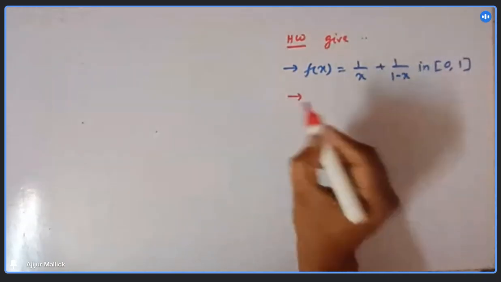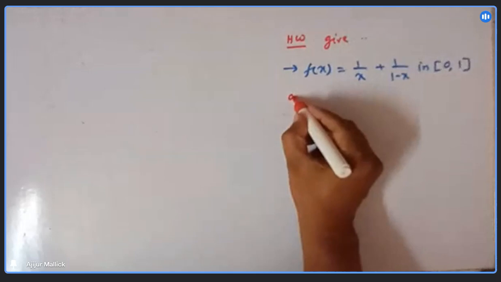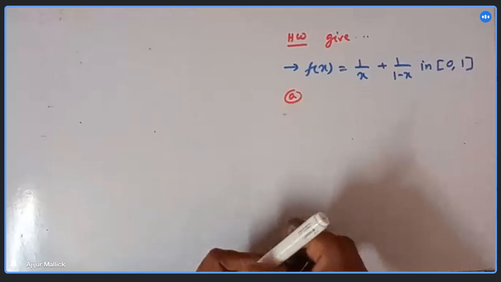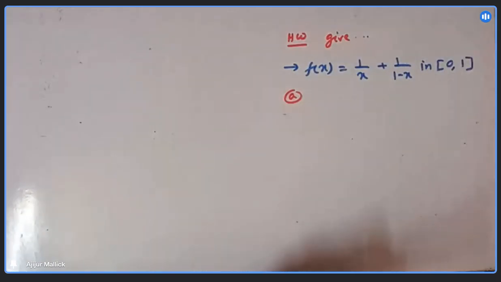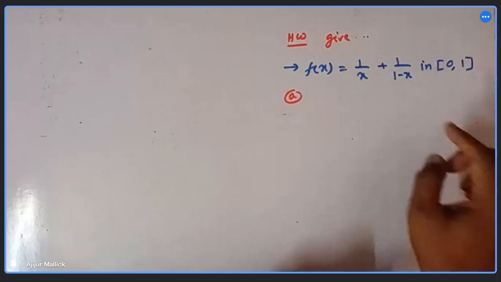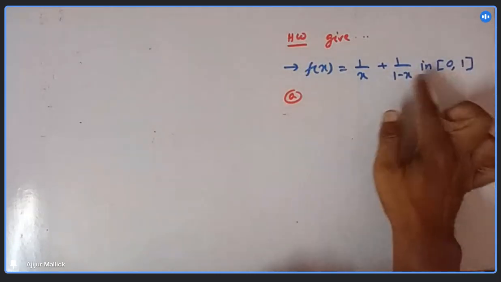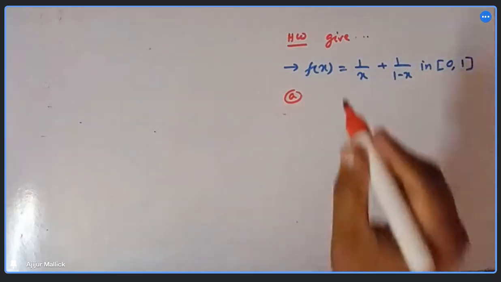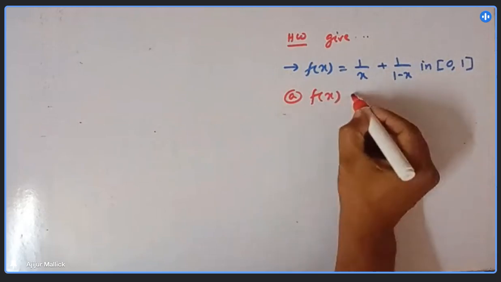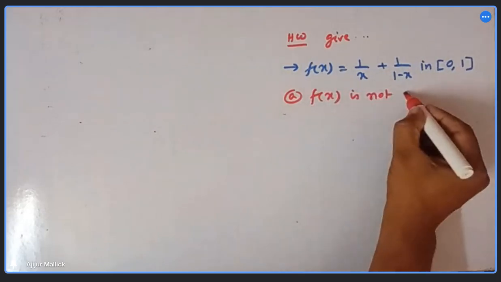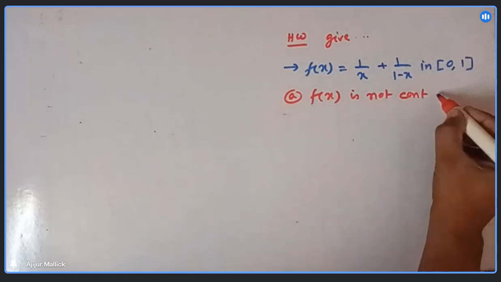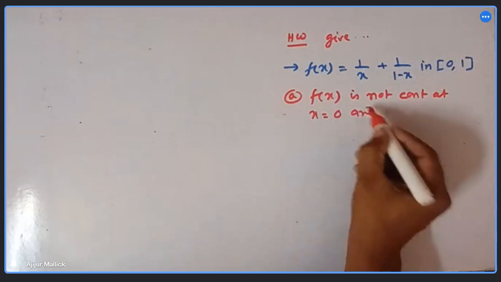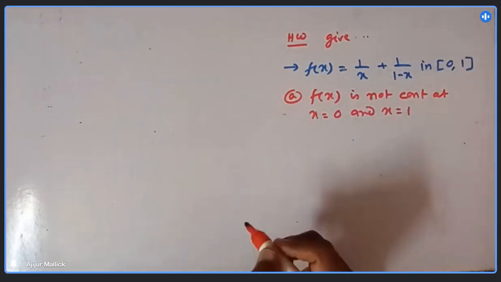We shall show this. Number A, this function is not continuous at x equal to 0 and at x equal to 1. At x equal to 0, the function is not defined. At x equal to 1, it is not defined. So f(x) is not continuous at x equal to 0 and x equal to 1.